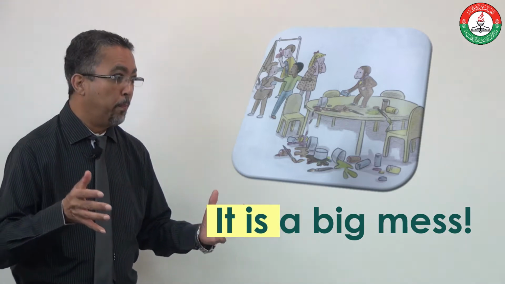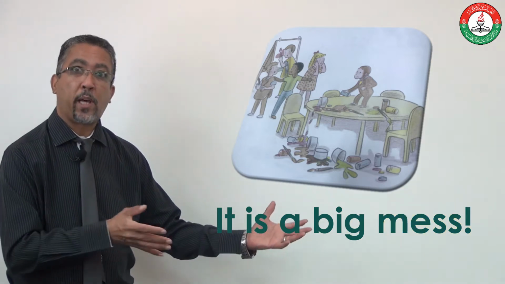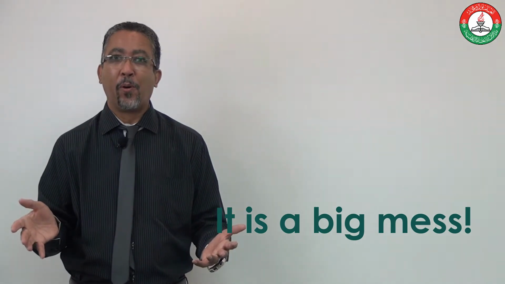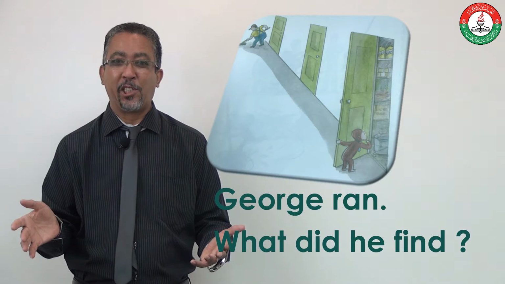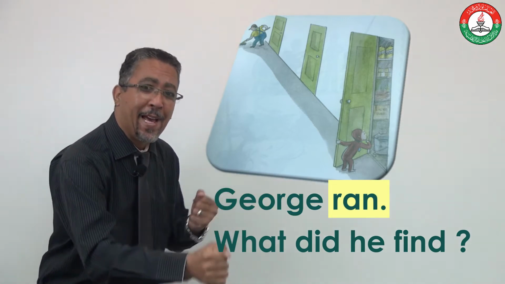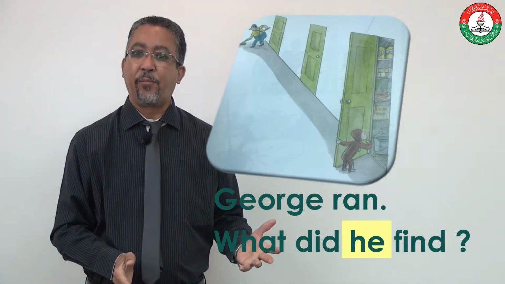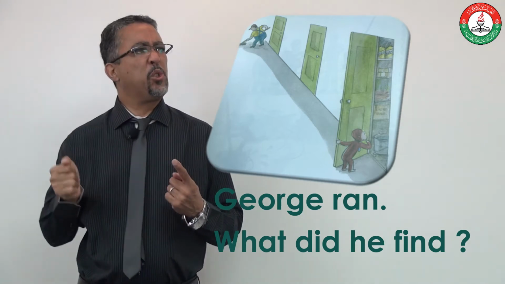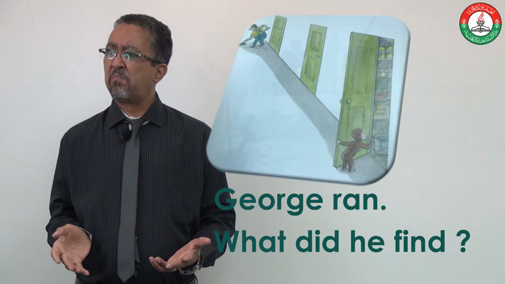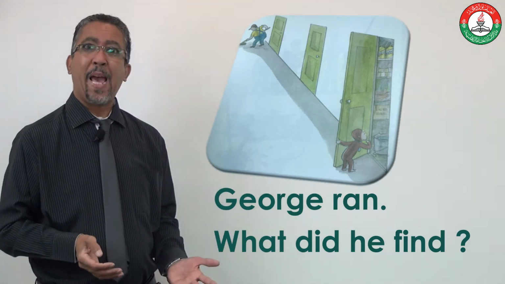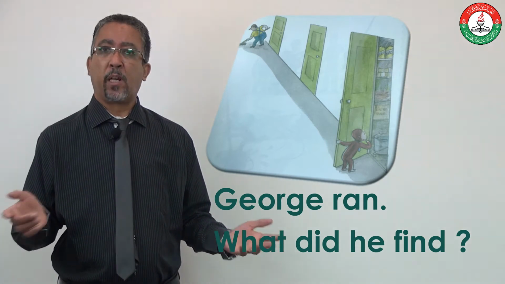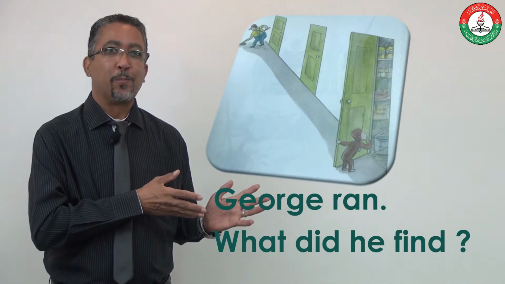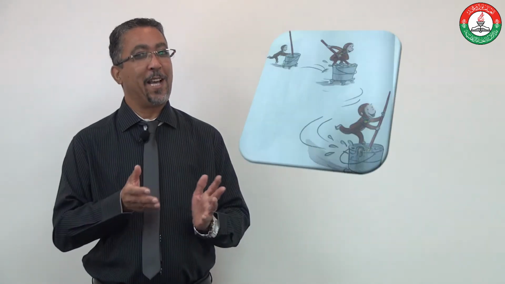It is a big mess. Look at the picture. What did George do? Uh-oh. Next page. George ran. What did he find? Now, in your mind, why did George run? The story tells us George ran. But why? Look at the picture. Where is George? What is he looking for? Let's see on the next page.